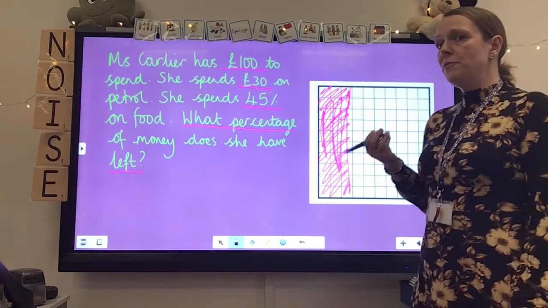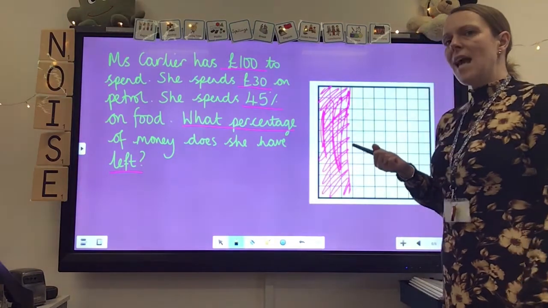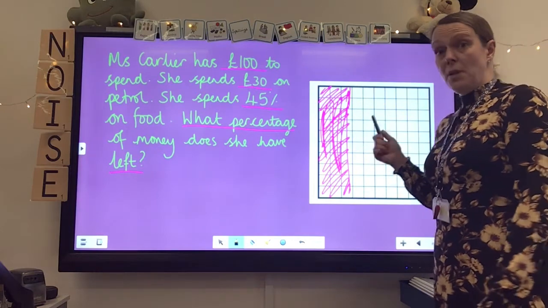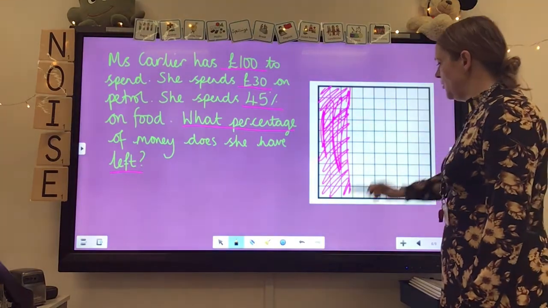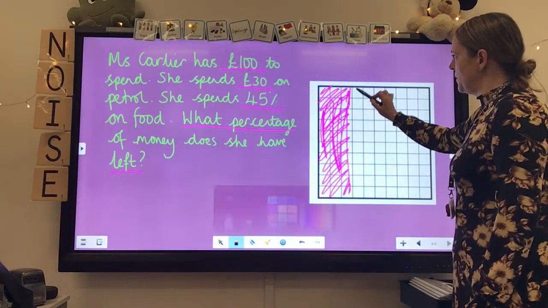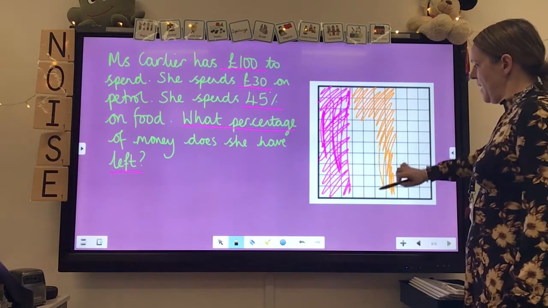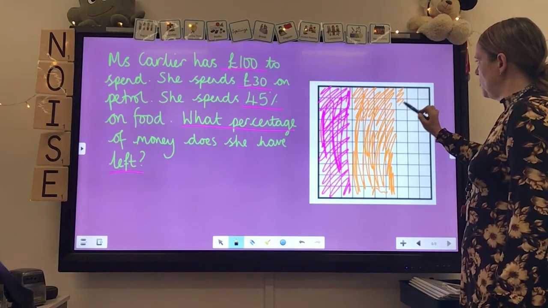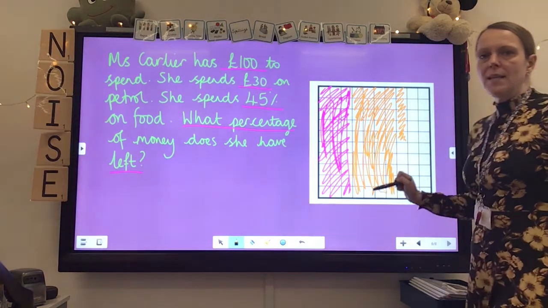Now I know that I spend 45% on food and we know that percent is out of 100. So I need to shade how many squares to show 45%. 45 out of 100, I'm going to shade in 45 squares, aren't I? So again, I know each one is 10, so I can shade in, let's change colour for this. Let's go for orange now. Okay, so I'm going to shade in my 45. So I know each column is worth 10, so I can straight away do 4 columns and that'll be my 40. And then I need to do another 5. 1, 2, 3, 4, 5. Okay. That orange represents how much I've spent on food.